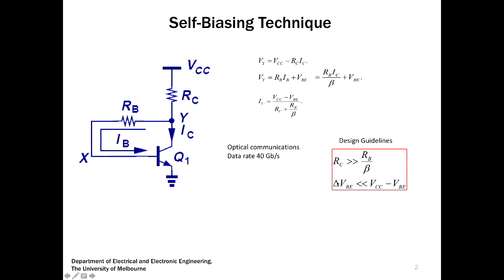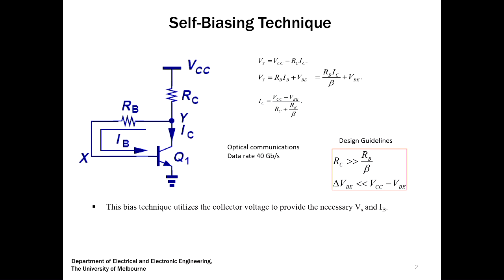Also, we have to make sure that delta VB is much less than VCC minus VB. Why do we need that one?